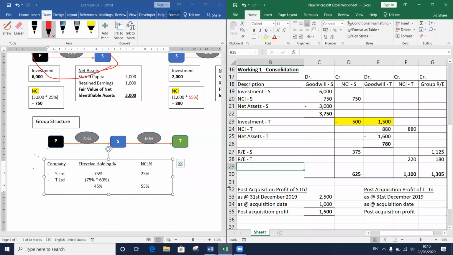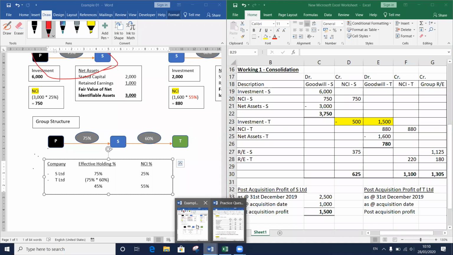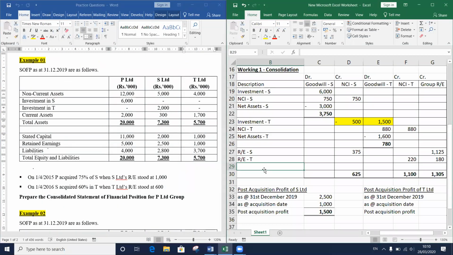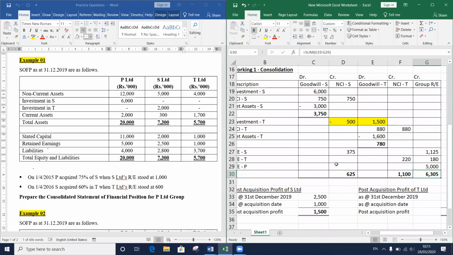Since there are no other adjustments, at last what we need to consider is the retained earnings amount of our parent company as at the balance sheet date. Right? The parent company's retained earnings amount is 5000. What should be the amount? 5000. Where should it be, in which column? Group retained earnings. Right? So that is it.